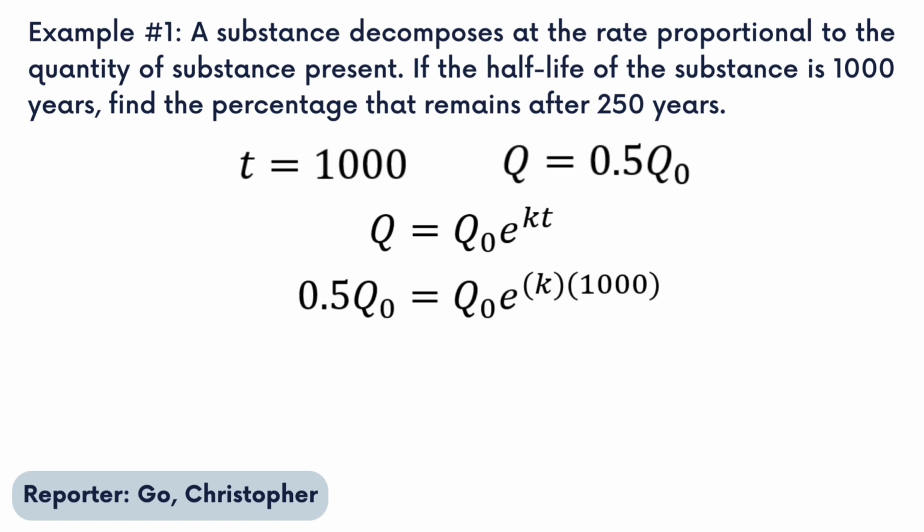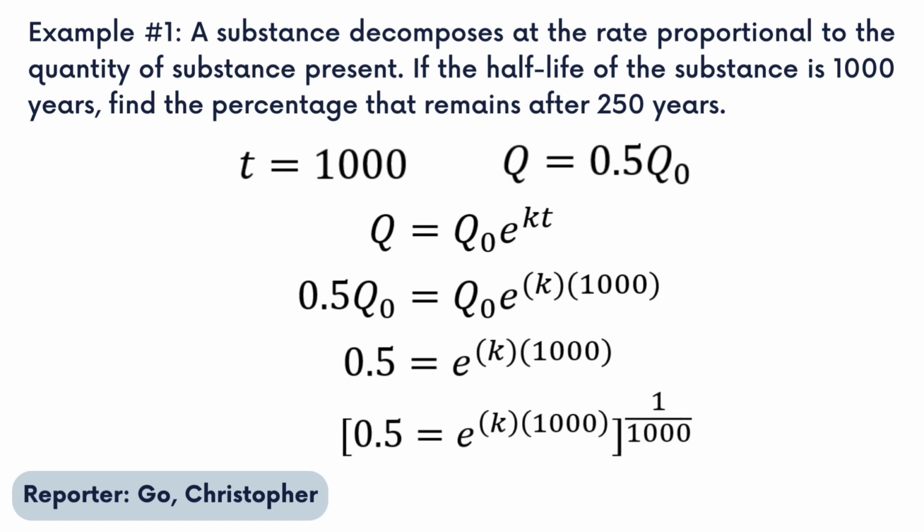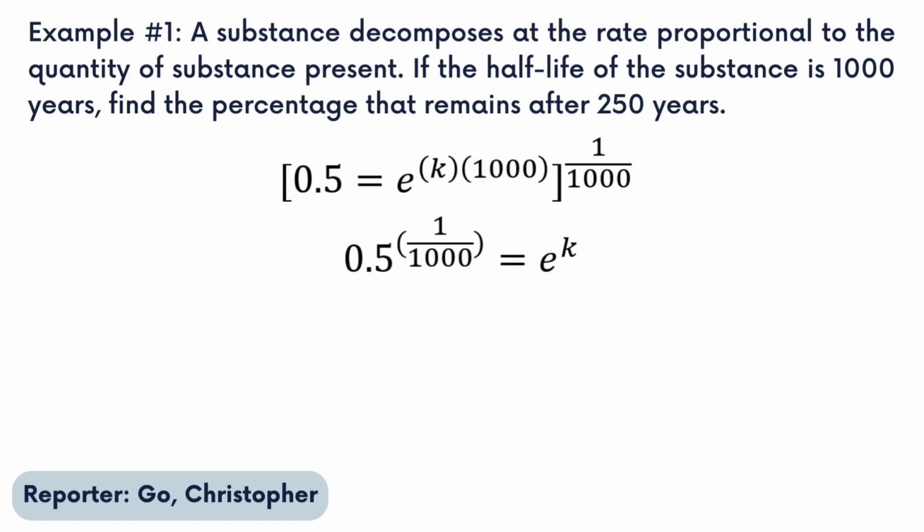Kung mapapansin nyo, may pwede tayong i-cancel which is q sub 0. Kaya i-divide natin both side ng q sub 0. Ang matitira na lang ay 0.5 equal e raised to k times 1,000. Ngayon, ang gusto na lang natin matira sa right side ay e raised to k. Kaya i-raise natin both sides sa 1 over 1,000. Then 1,000 multiplied by 1 over 1,000 is 1. Kaya k na lang ang matitirang exponent ni e.